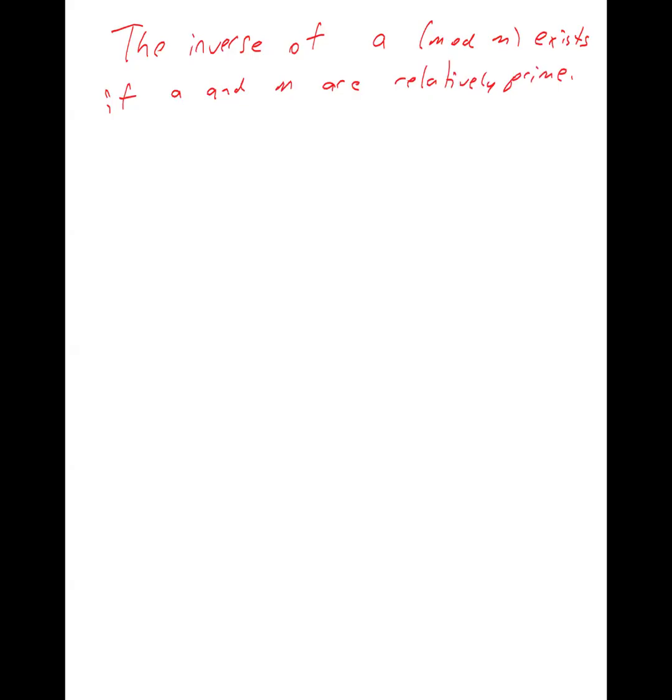Relatively prime. That's not like saying they're relatively happy or they're relatively in their prime of their life. Relatively prime just means that they have no common divisors. So it means the greatest common divisor of them is equal to 1. There's no other number that divides into both of them except for 1. So let's try to solve a couple equations like this.